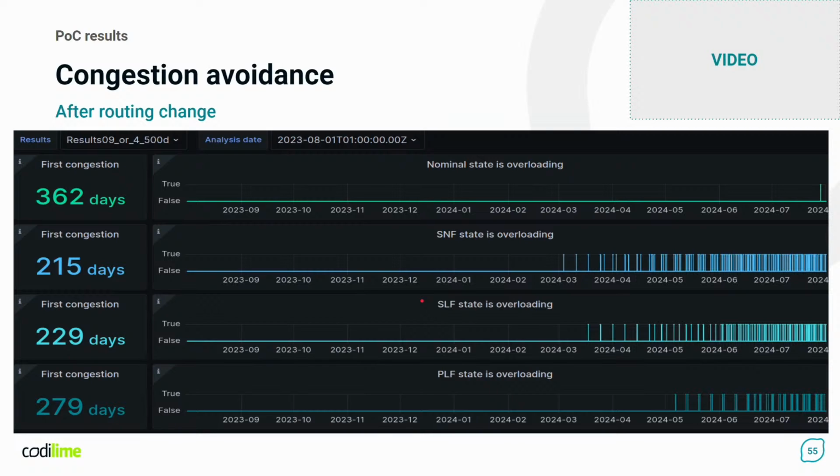Here we would like to stress that it is not a situation where we can always improve the routing. At some point, there will be no optimal solution, and we will have to buy new capacity. But if we have some non-optimal settings, then we can also use such a tool to try to find a better solution.